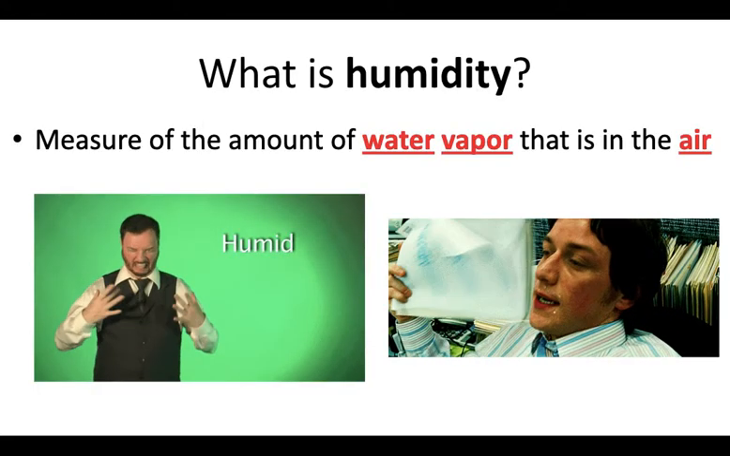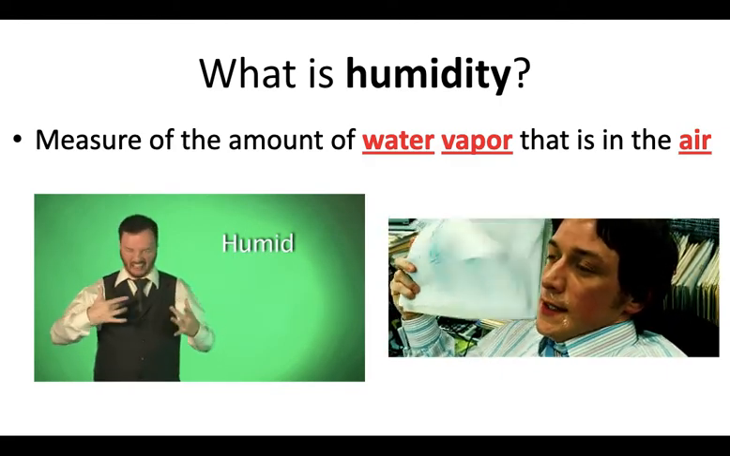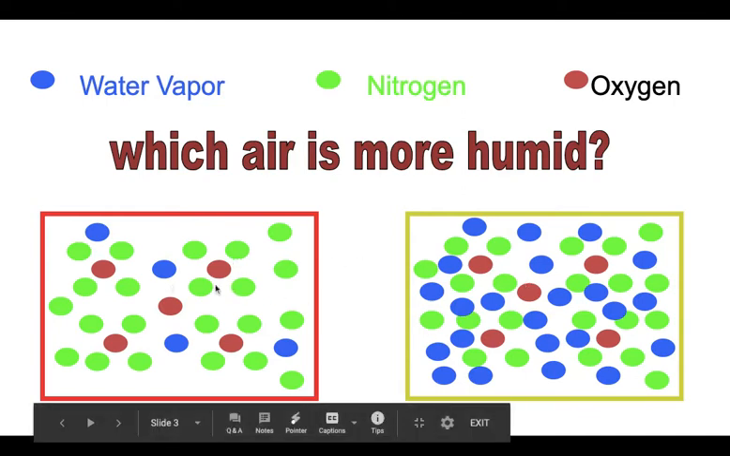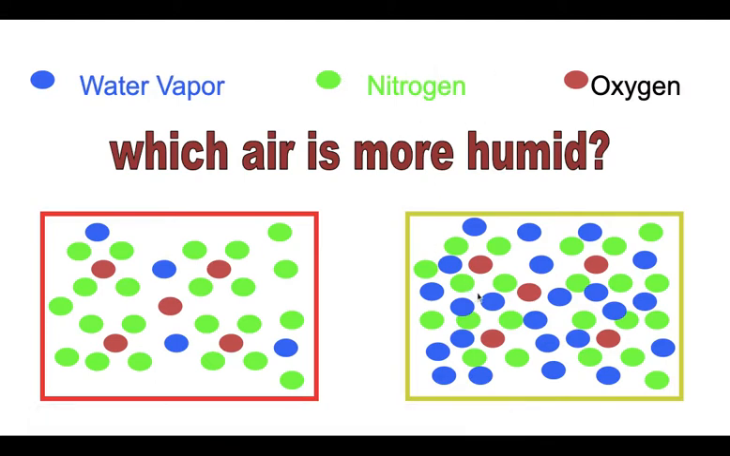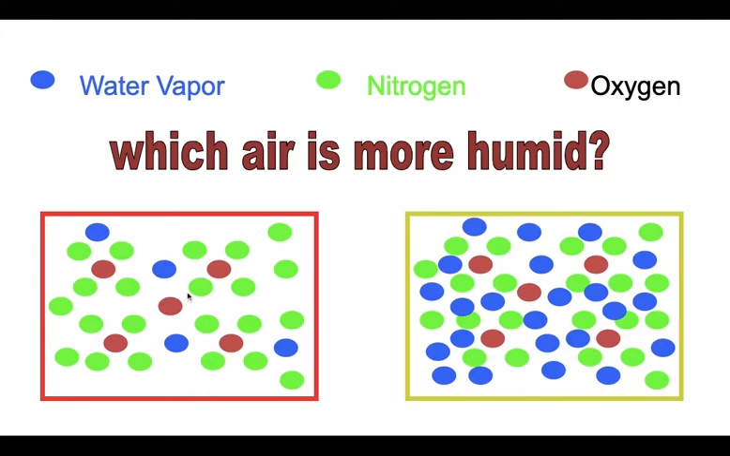First of all, what is humidity? Humidity is the measure of the amount of water vapor that is in the air. If I were to look at two different conditions, this red box compared to the yellow box, in both boxes green represents nitrogen in the atmosphere. Remember, our atmosphere is composed of about 78% nitrogen. The red represents oxygen, and our atmosphere is made of about 21% oxygen. And the blue is representing water vapor.